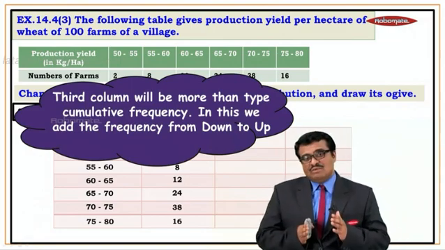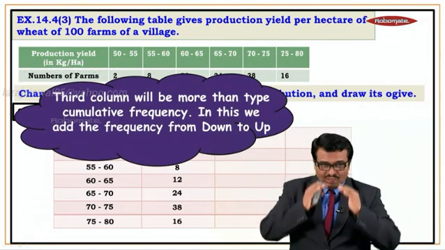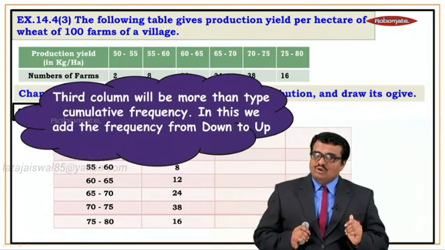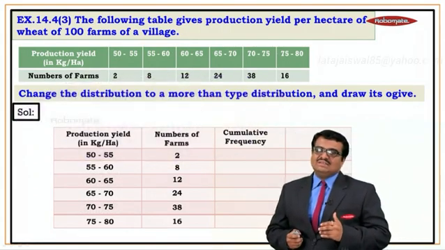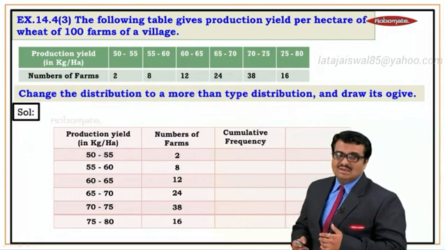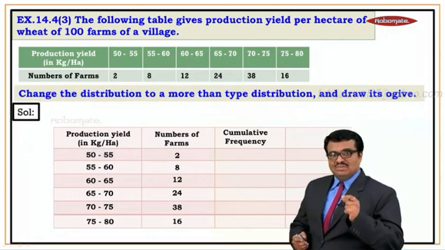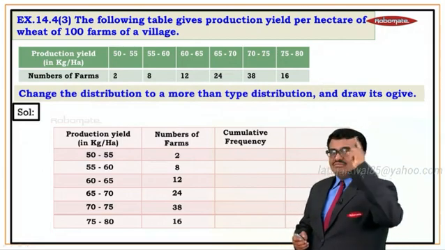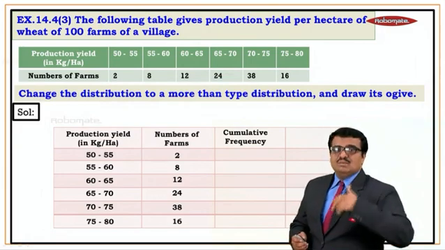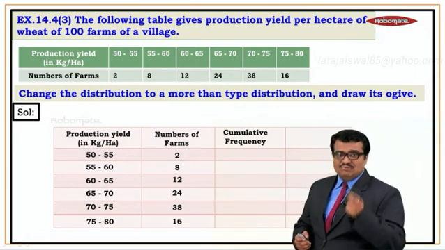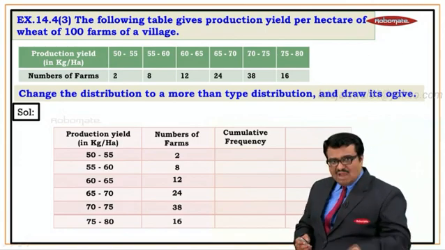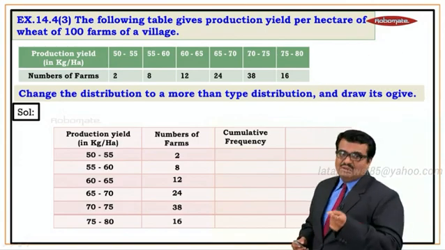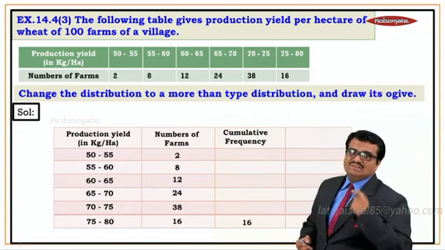In less than type, what did we do? We added all the frequencies from up to down. In more than type, we will add all the frequencies from down to up. In less than type, if you remember, the cumulative frequency and the frequency of the first class is the same. In more than type, the cumulative frequency and the frequency of the last class will be the same, because you're going to add from down to up. So the last class frequency is 16, so the cumulative frequency is also 16.